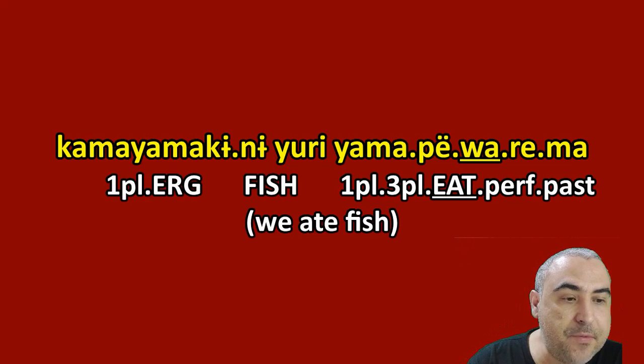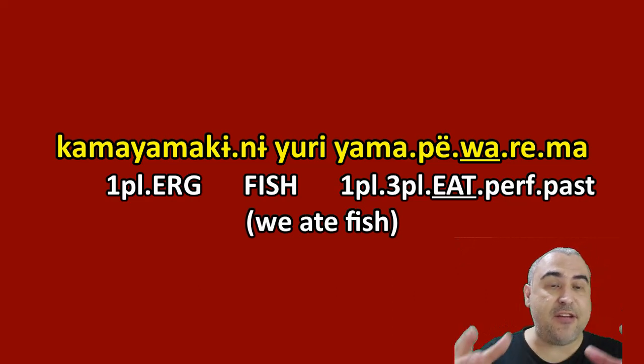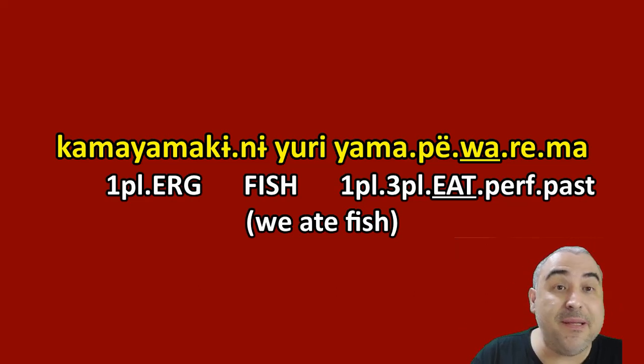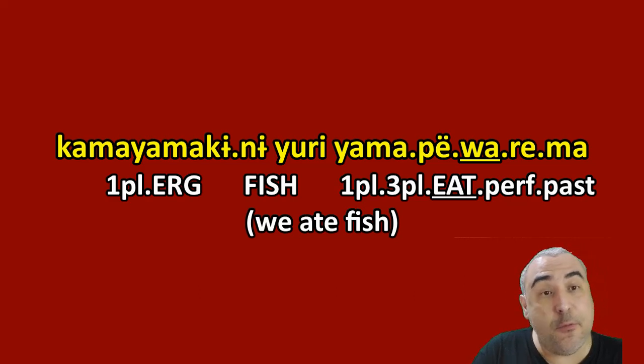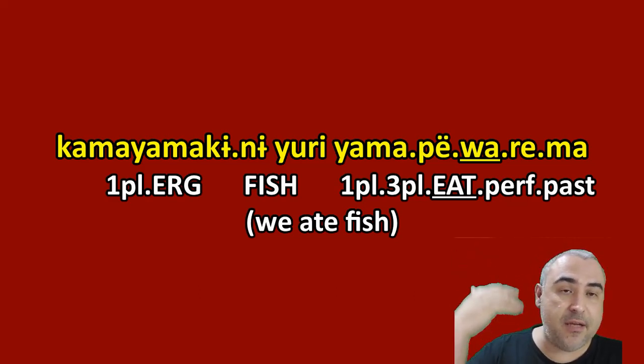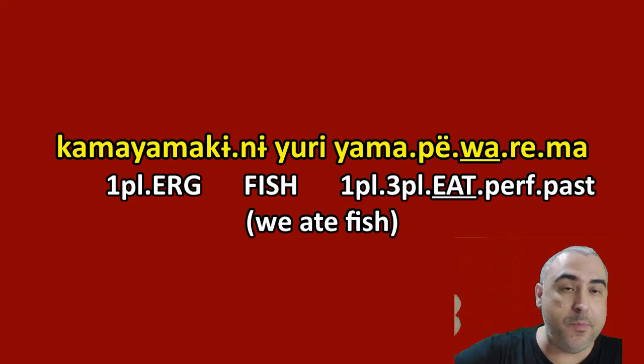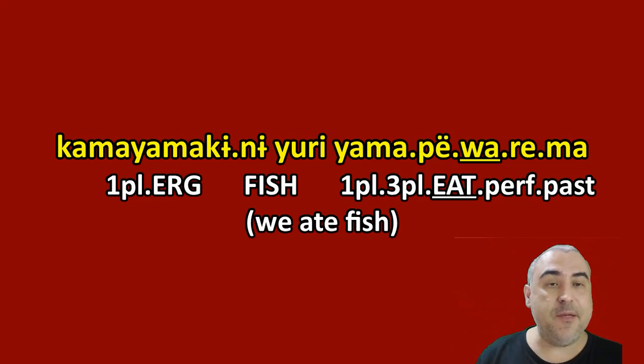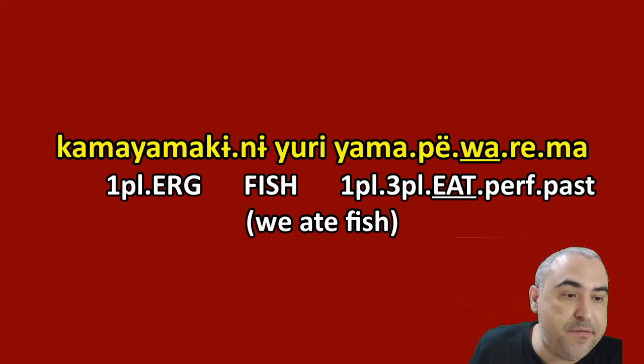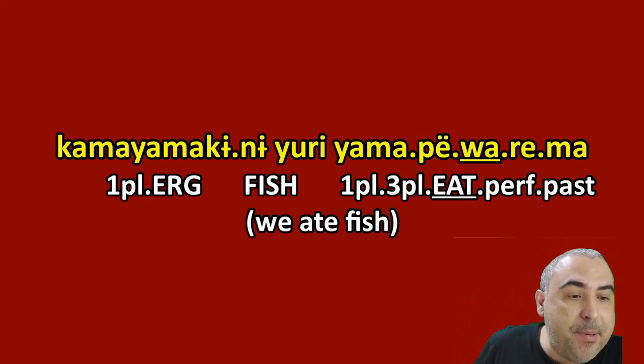And the perfect aspect, the indication that the action is completed, is indicated by the re, and ma indicates that it's completed in the past. It was completed in the past. It's not completed in the present, it won't be completed in the future. It has been completed, like a present perfect or perfect past. It means yamapa warema, we ate them.